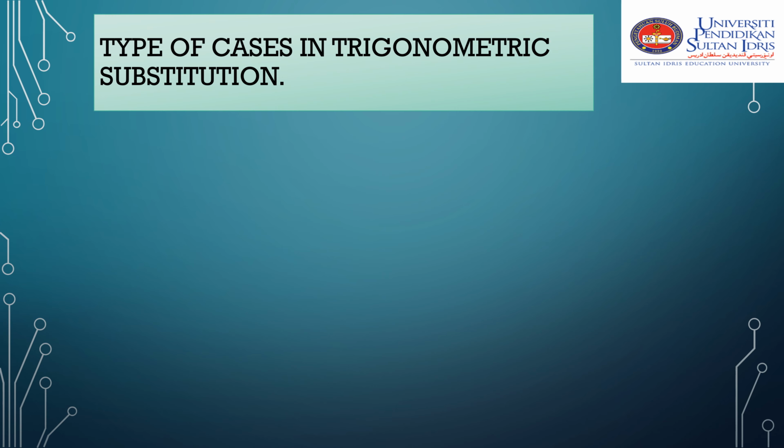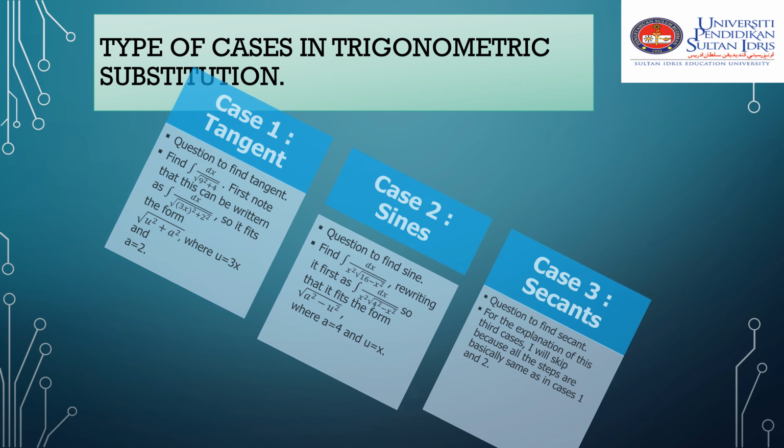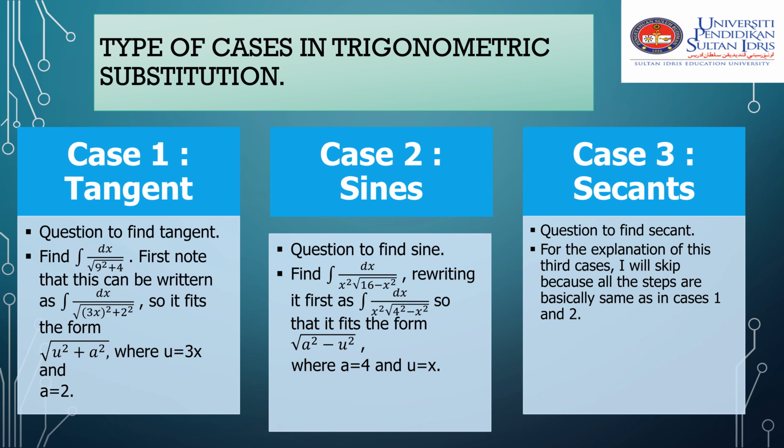In this trigonometric substitution, there are 3 types of cases we must solve. The first one is tangent, the second one is sine, and the last one is secant. As you can see in the slide, I will explain case 1 and case 2 only. For case 3, I will skip because all the steps are basically the same as in cases 1 and 2.